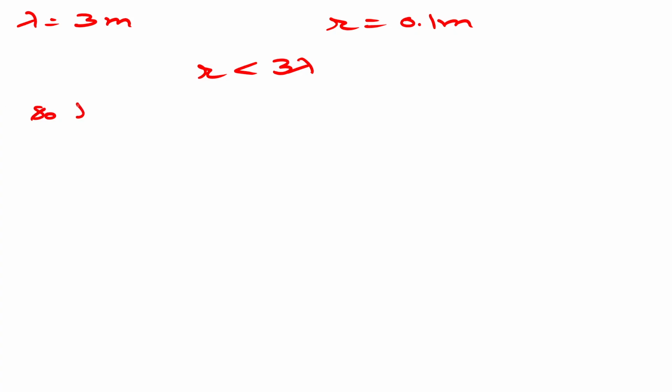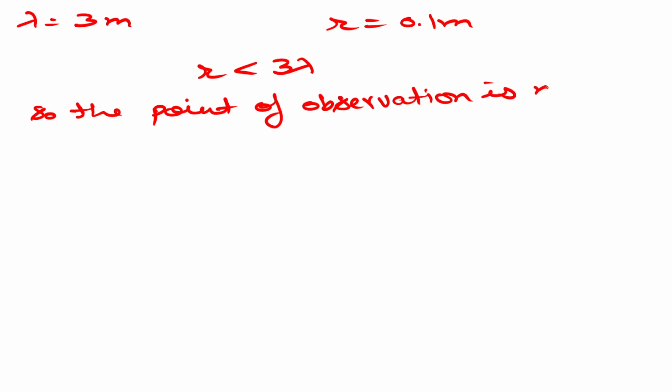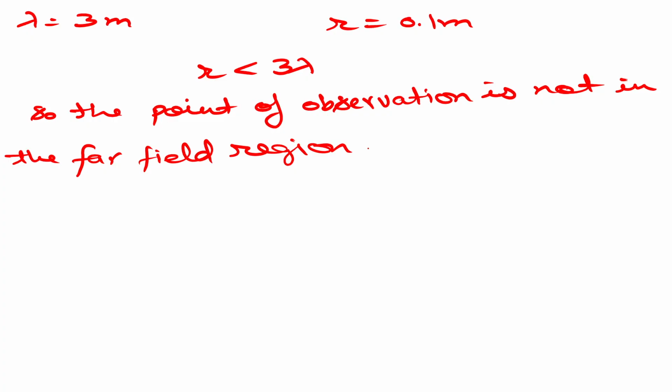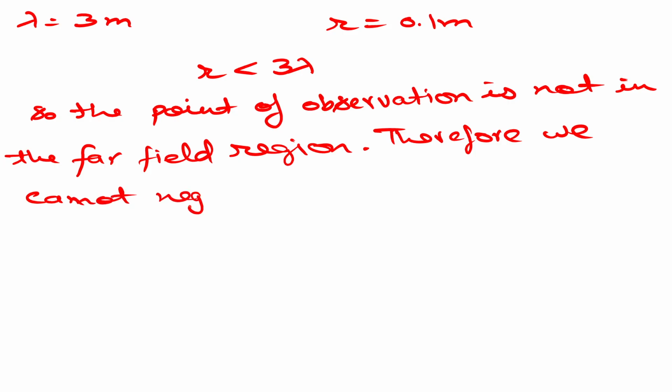So the point of observation is not in the far field region. Therefore we cannot neglect the 1 by r square and 1 by r cube terms in the electric field formula.